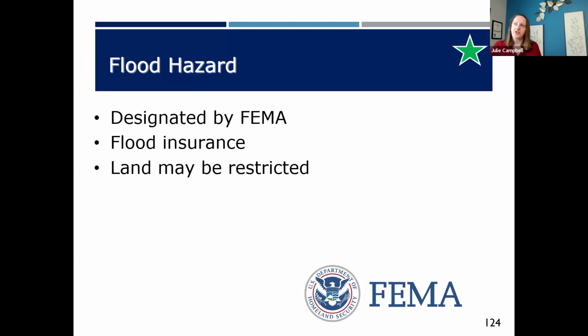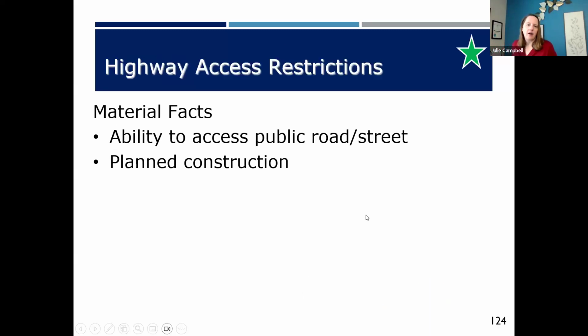Another government regulation concerns our highways. We talked the other day about private versus public streets, but there are other things we can access that we need to look up before we list a property. If you go to NCDOT's website, the North Carolina Department of Transportation, you can find planned construction projects. You can find those that have been approved, and sometimes they even list those that are under consideration.